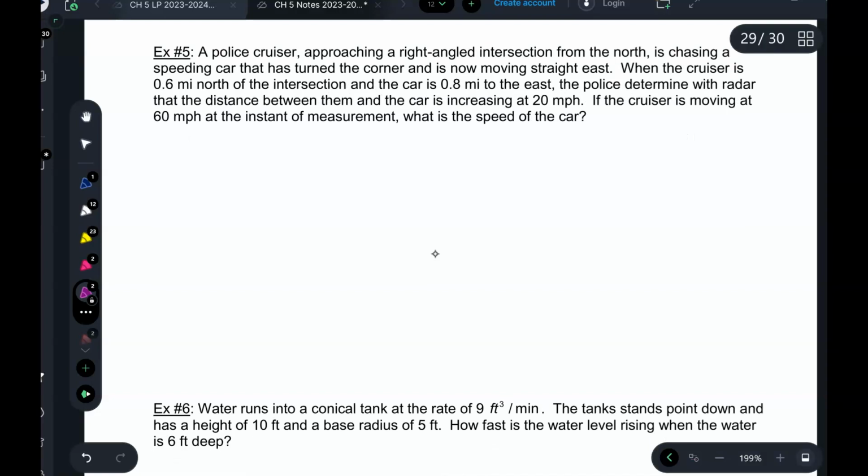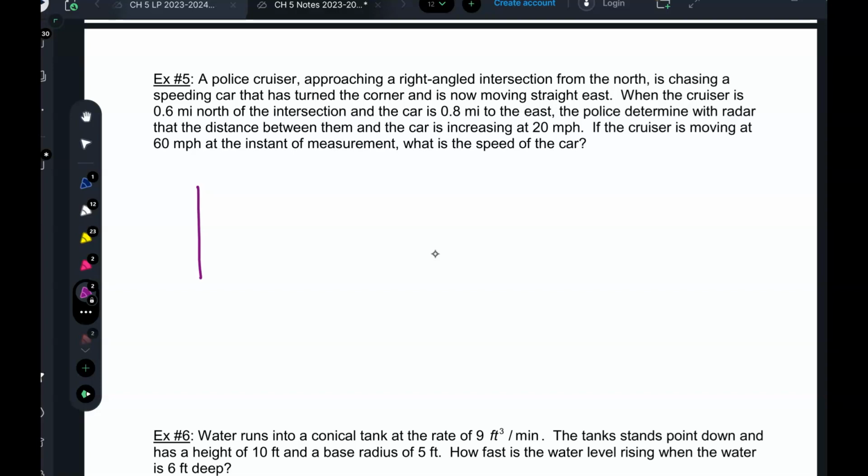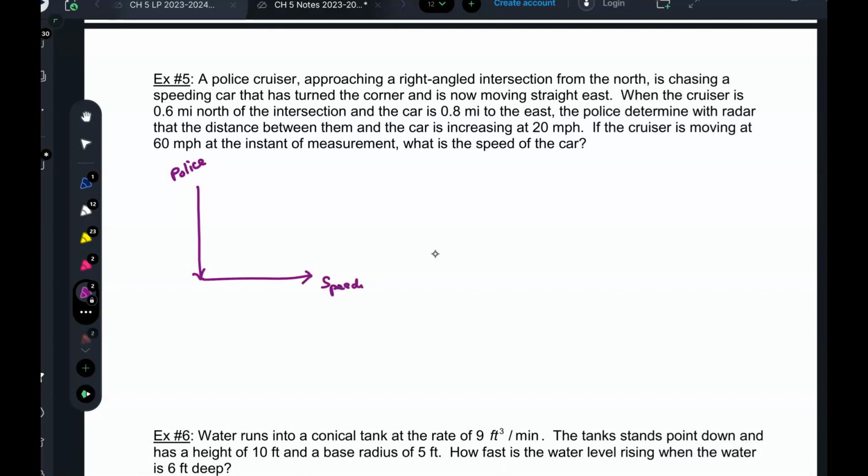Okay, all right, I'm going to draw a picture for this next one. We've got a police cruiser approaching a right angle intersection from the north. So here's our police car, it's going this way, coming from the north. It's chasing a speeding car that's moving east, so it's coming from the west. So here's my speeding car. And I'm not drawing a picture of a car, it's just a rectangle.